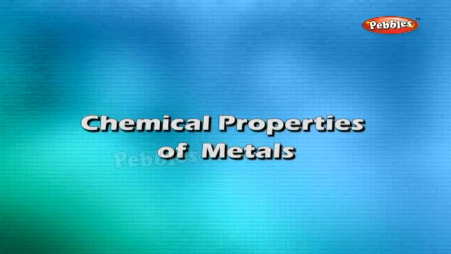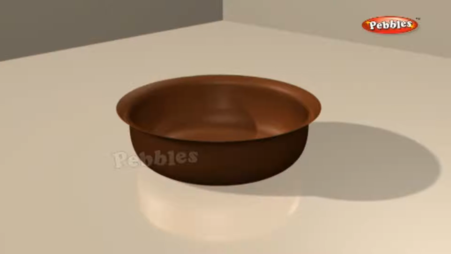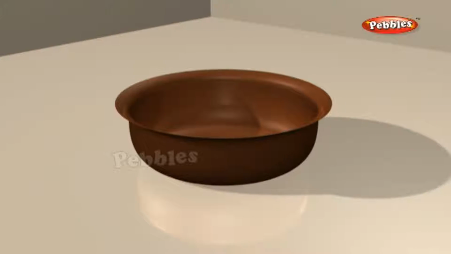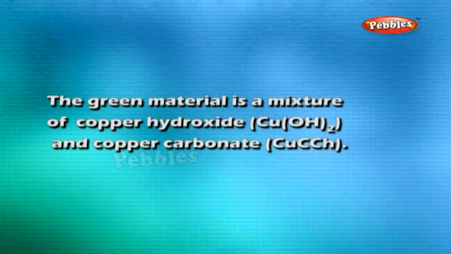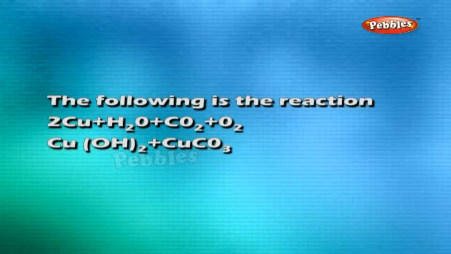Chemical properties of metals. When a copper vessel is exposed to moist air for long, it acquires a dull green coating. The green material is a mixture of copper hydroxide, Cu(OH)2, and copper carbonate, CuCO3. The following is the reaction. 2Cu + H2O + CO2 + O2 gives Cu(OH)2 + CuCO3.